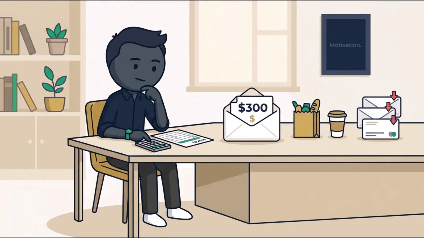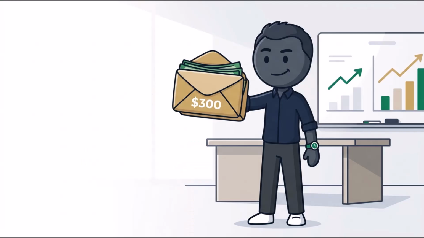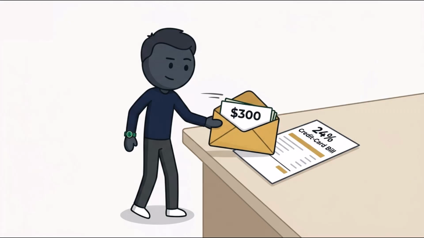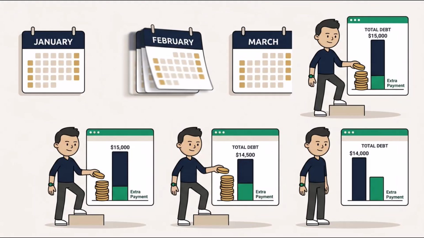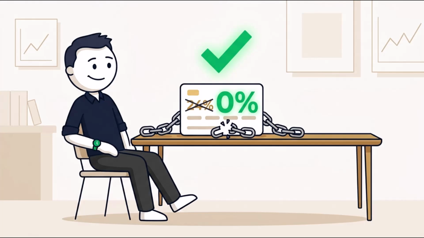Suppose Alex can find an extra $300 each month after covering his normal expenses and minimum debt payments. Instead of dividing that $300 among all his debts, he sends the full extra amount to the 24% credit card. He keeps doing that month after month. When that card is finally paid off, something important happens.